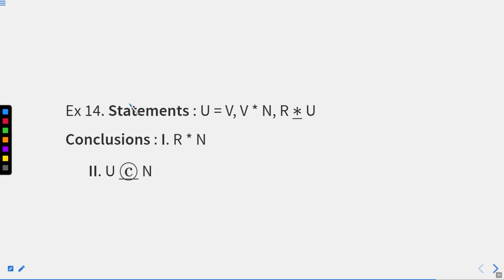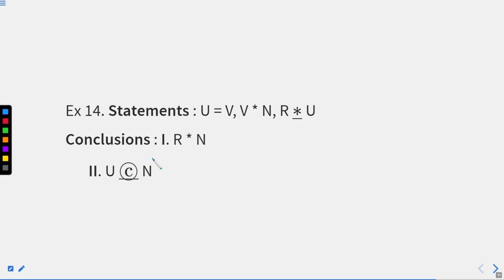Now we have another question based on the same directions. For that we have U equals V, V and N, and R and U with symbols. It means we have some relation between U and V, U and R, and V and N, right? And as per the conclusion, we need the relation between R and N. Let's see if we can derive it or not, right? And as per conclusion 2, we need a relation between U and N.